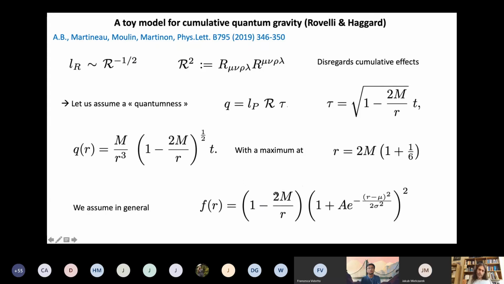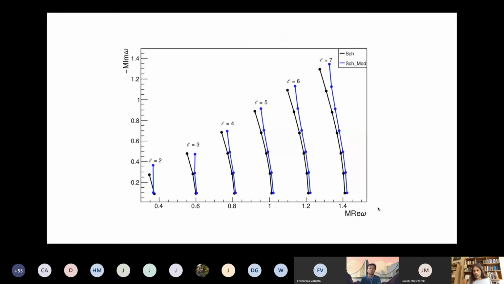So we have tried to model a possible deviation with respect to the Schwarzschild metric by a Gaussian function, because we wanted something that can be adapted to different models, which is completely defined by its amplitude, position, and width, and to calculate, once again, the quasi-normal modes. So here are the results. Once again, for different values of L, and for each series of points, when going from the back to the upper side, you increase N. Black is general relativity, and blue is this toy model for cumulative quantum gravity.